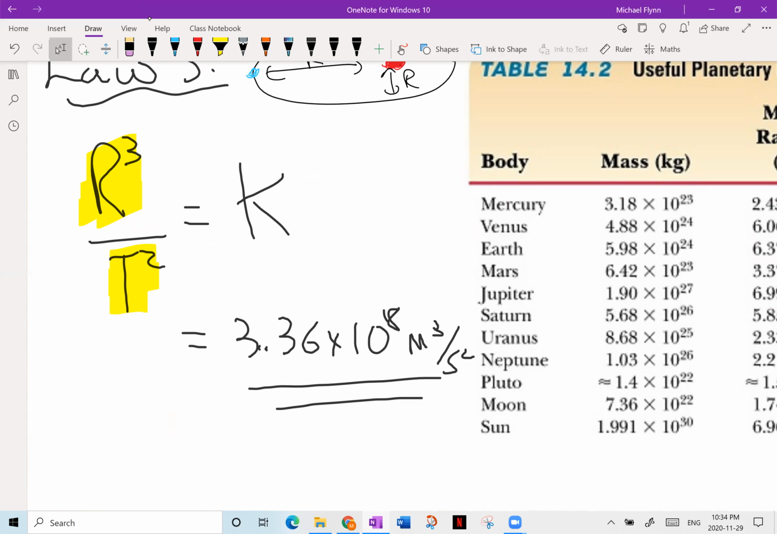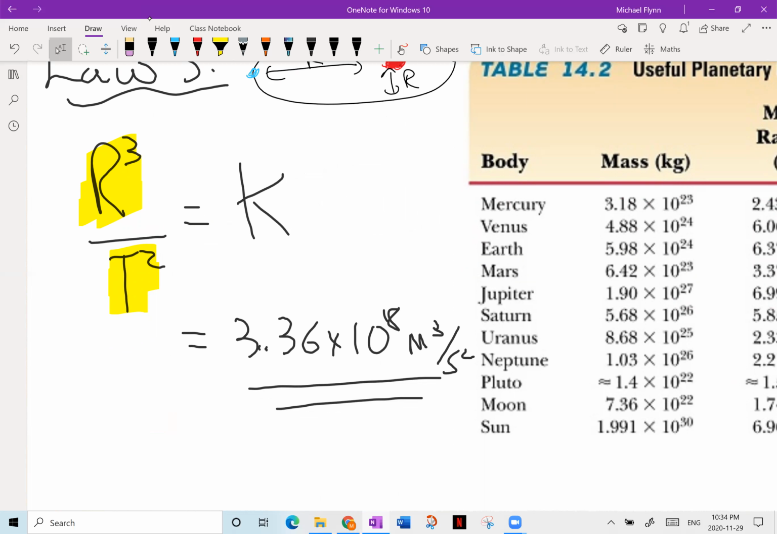Something that's unusual: every planet has its own R and its own T. For example, Mercury goes around every couple of months. I mean, we're going to measure time in Earth context, right? So Mercury only takes a few months to go around the sun, whereas Earth takes 12 months, right? 365 days.